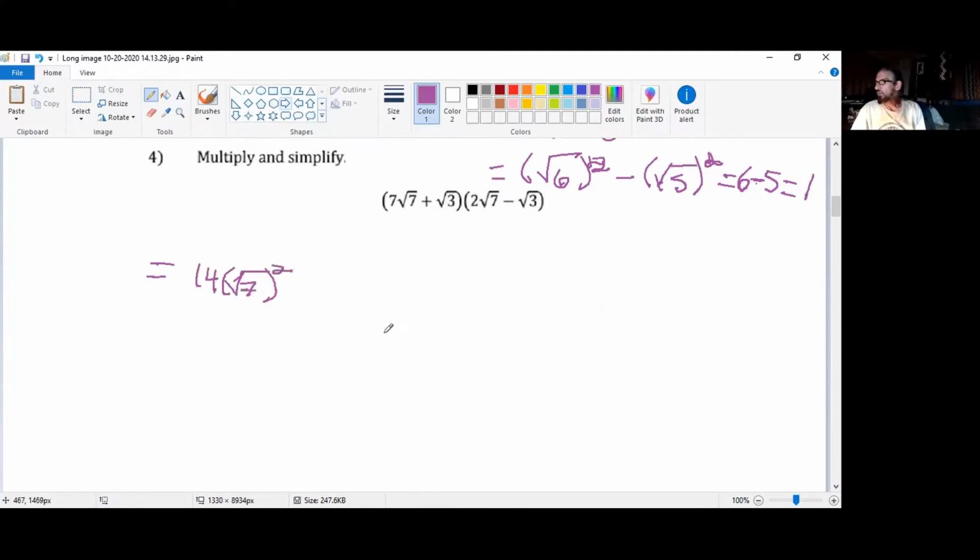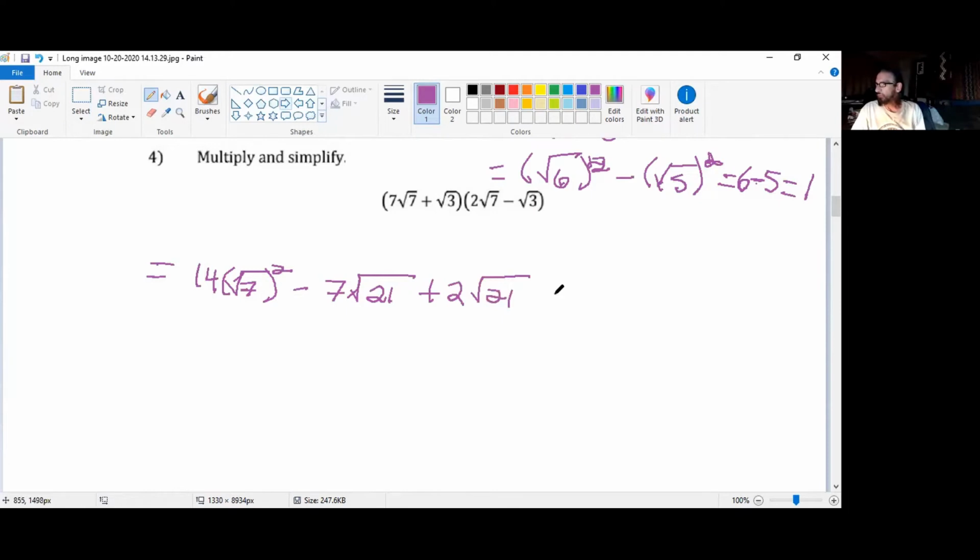For the outers, 7 square root of 7 times negative square root of 3. Put the 7 in front, and 7 times 3 can be put together underneath one radical and multiplied to get 21. For the inners, same kind of thing. So we still have square root of 21 there.